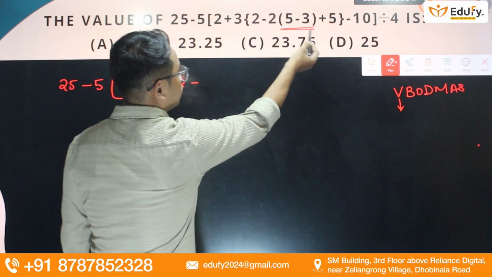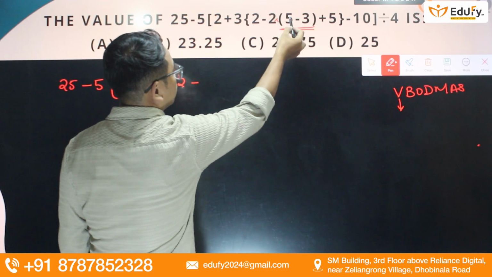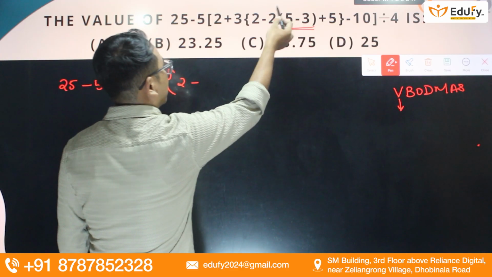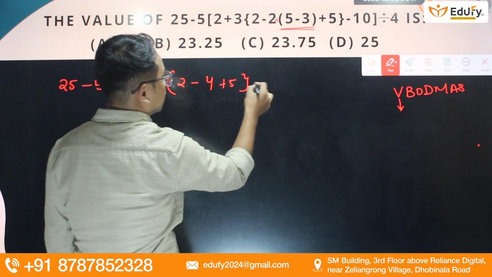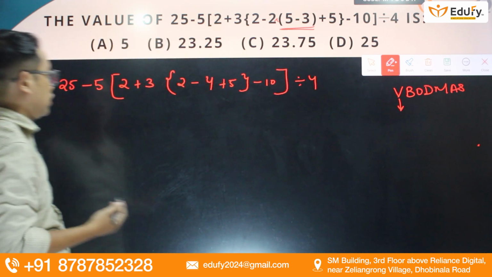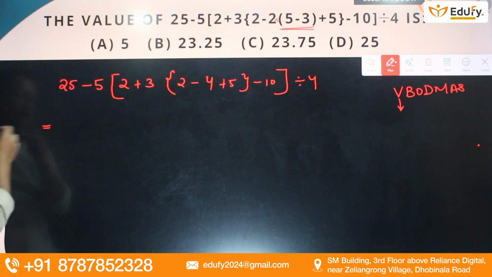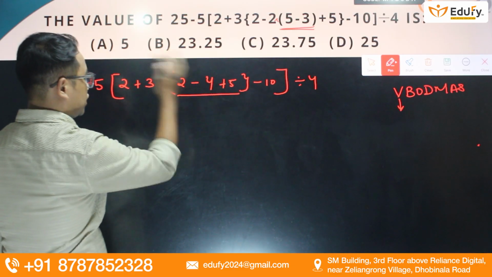5 minus 3 is 2, and this bracket will now be removed, and we have a multiplication here. So 5 minus 3 is 2, and 2 multiplied by 2 is 4 here, plus 5 brackets 10 divided by 4. And then again, we will continue with the brackets here. From here, I have this bracket now. Okay, so I will try to solve all this and take it out as well.